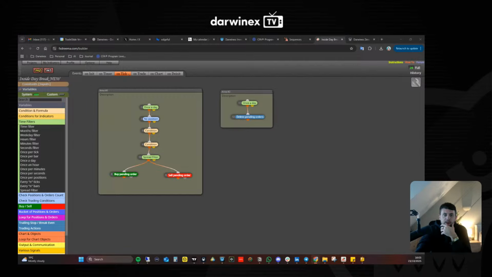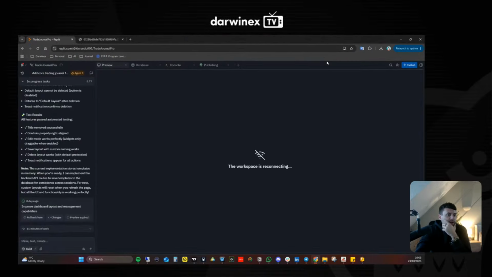So if I just drag this across, you'll be able to see my equity curve from the actual Signal account, so the MetaTrader account that I use for Darwinex.